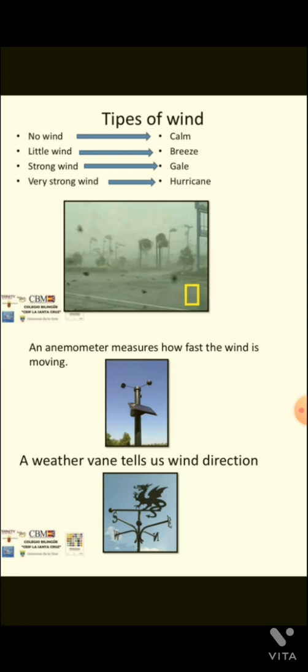Or a weather vane tells us wind direction. You can see in the diagram, this is the weather vane that tells us wind direction, in which direction the wind is moving. And the anemometer measures the speed, what is the speed of the wind.